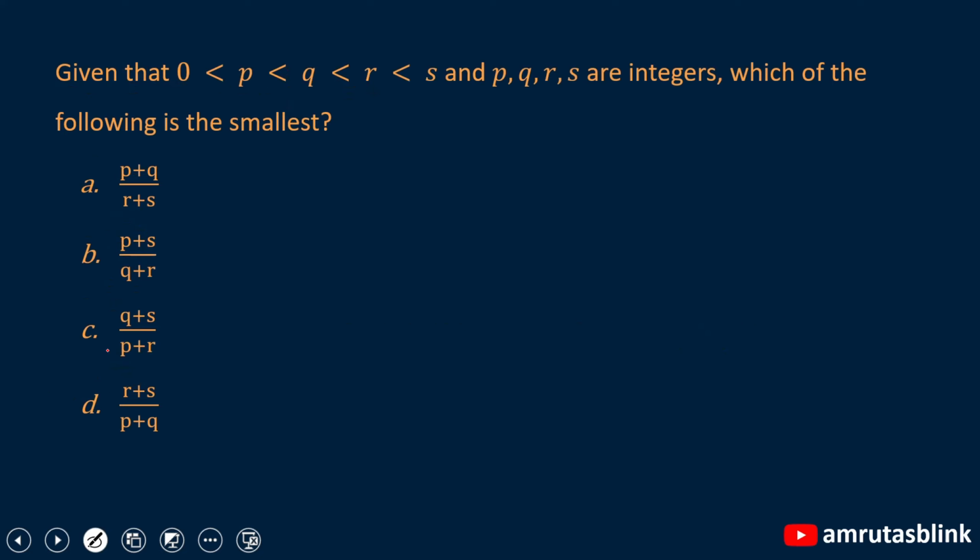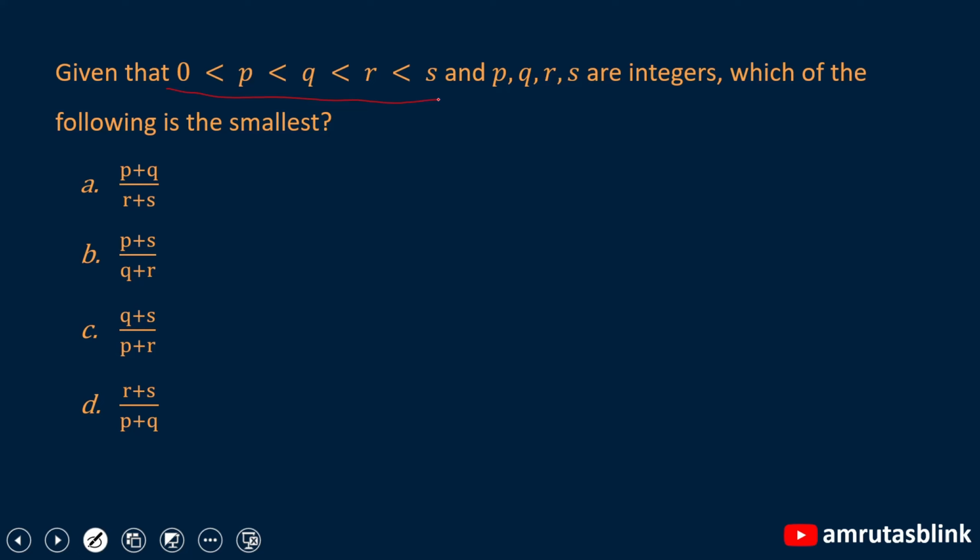We'll move to the next problem. Given that 0 is less than p, less than q, less than r, less than s, and p, q, r and s are integers, which of the following is smallest? Now let's observe the given order first. That is 0 is less than p, less than q, less than r, less than s.